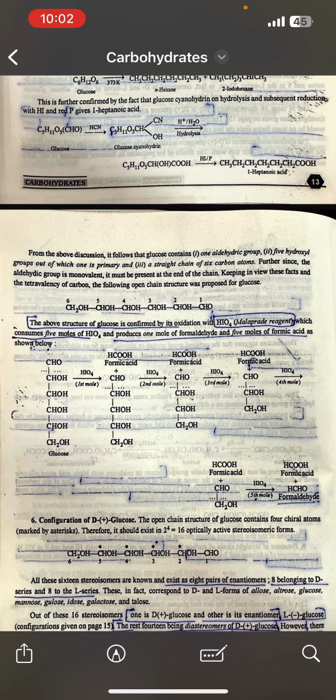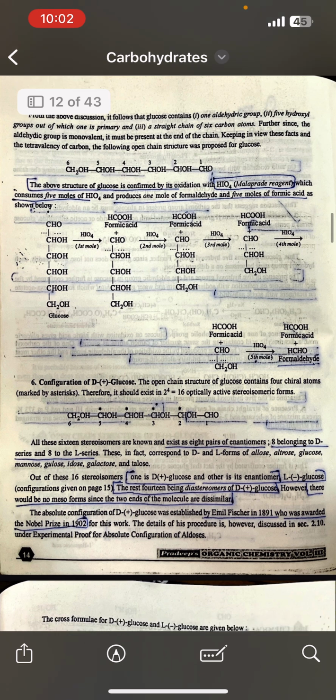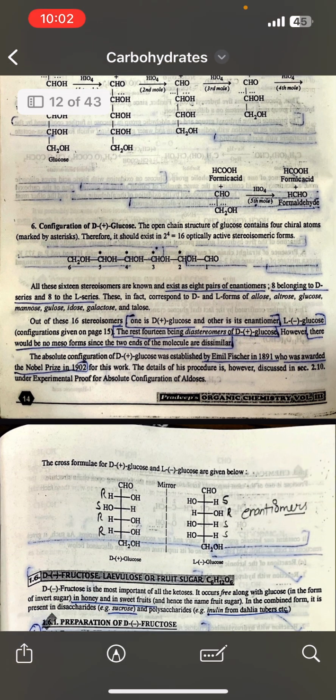Keeping in view these facts and the tetravalency of carbon atoms, the following open chain structure was proposed for glucose. The configuration of glucose: the open chain structure of glucose contains 4 chiral atoms marked by asterisks. Therefore, it should exist in 16 optically active stereoisomeric forms. All these 16 stereoisomers are known and exist as pairs of enantiomers, 8 belonging to the D series and 8 to the L series, corresponding to the D and L forms of allose, altrose, glucose, mannose, gulose, idose, galactose, and talose.